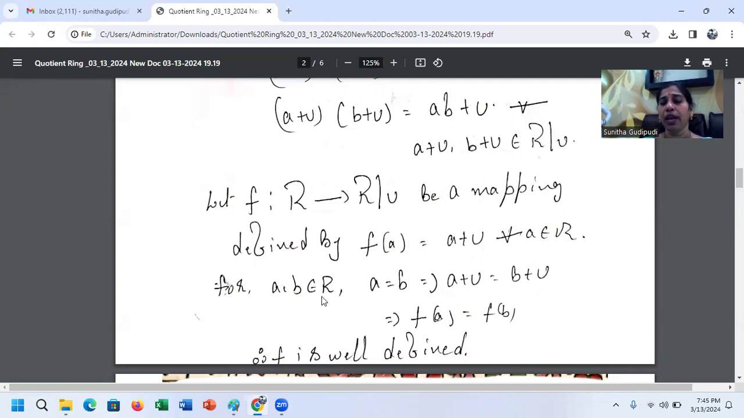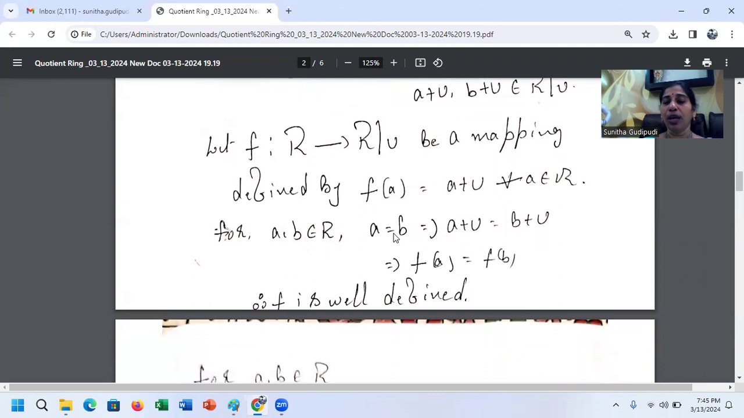So let us assume a and b belong to R and say a is equal to b. On either side, let's add the same component, plus U. So a plus U is b plus U. But what is a plus U? That's nothing but f of a. And b plus U is f of b. So whenever two elements are equal, their images are also equal, which is clearly the definition of a function. So whatever relation we have defined definitely is a function.